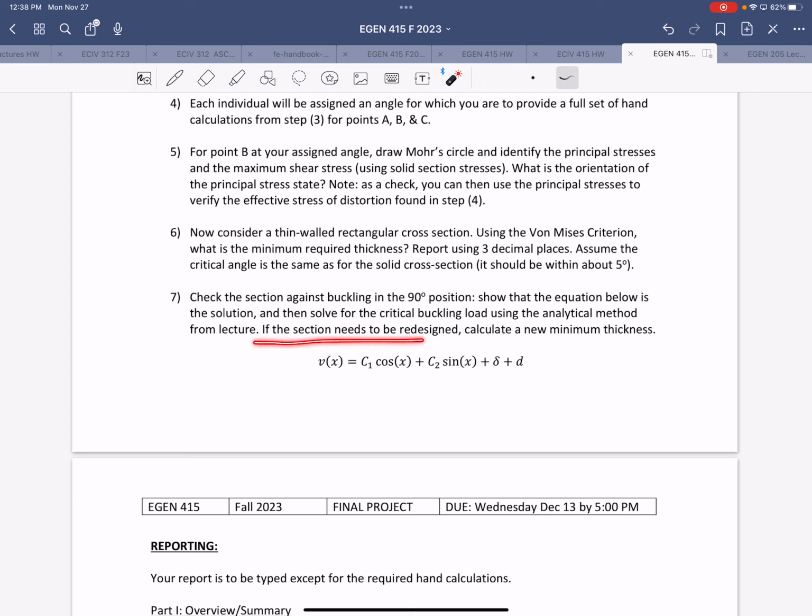Here I say if the section needs to be redesigned, calculate a new minimum thickness. And again, if you calculated everything correctly, you shouldn't need to calculate a new minimum thickness. So that should just be used partly as a check to see if things worked out the way it should.